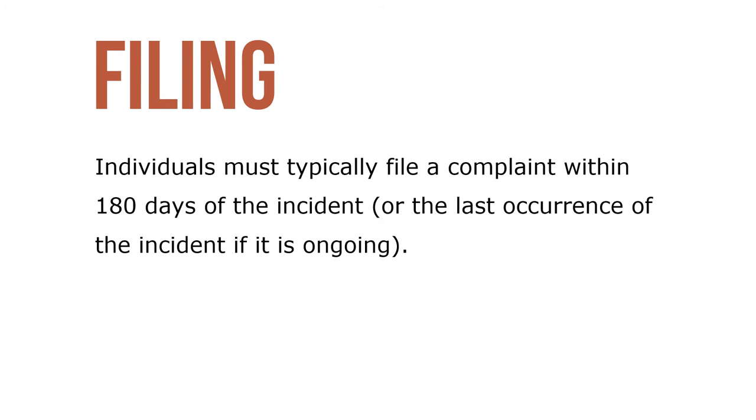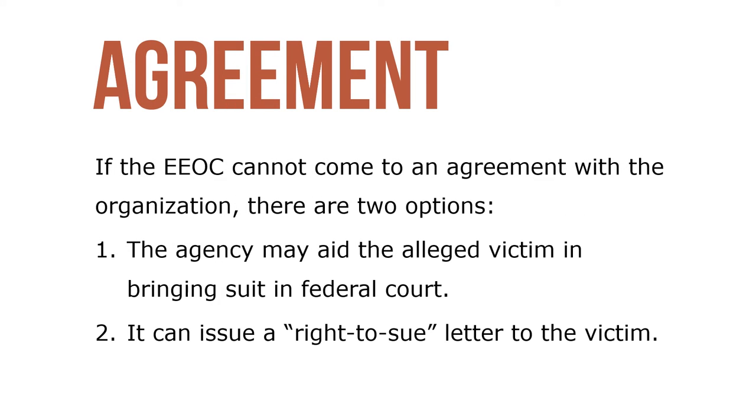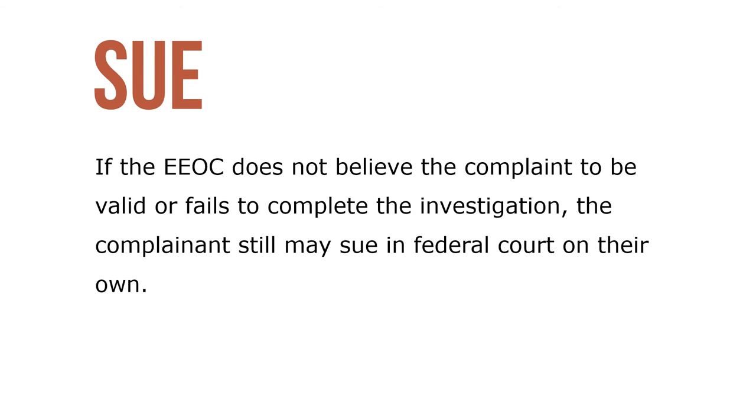Individuals must typically file a complaint within 180 days of an incident, or the last occurrence of the incident if it's ongoing. If the EEOC cannot come to an agreement with the organization, there are two options. First, the agency may aid the alleged victim in bringing suit in federal court. Or second, it can issue a right to sue letter to the victim. If the EEOC does not believe the complaint to be valid or fails to complete the investigation, the complainant still may sue in federal court on their own.